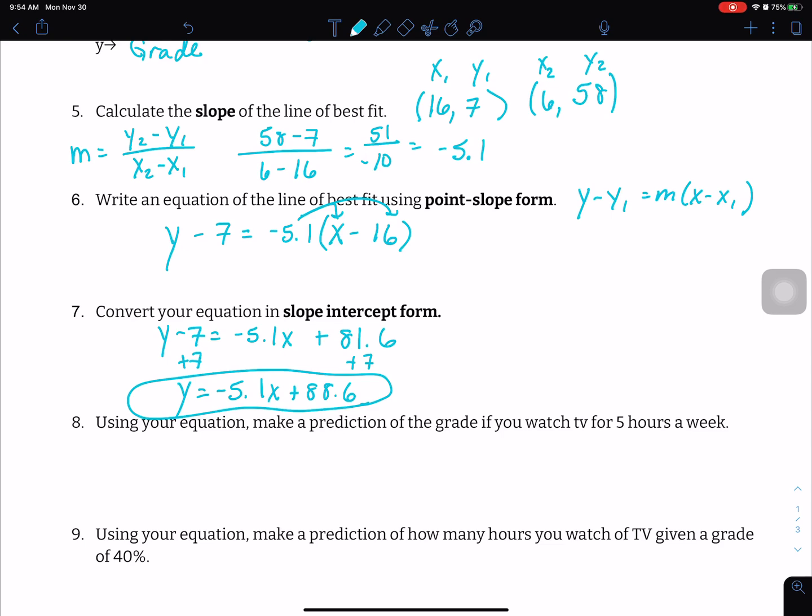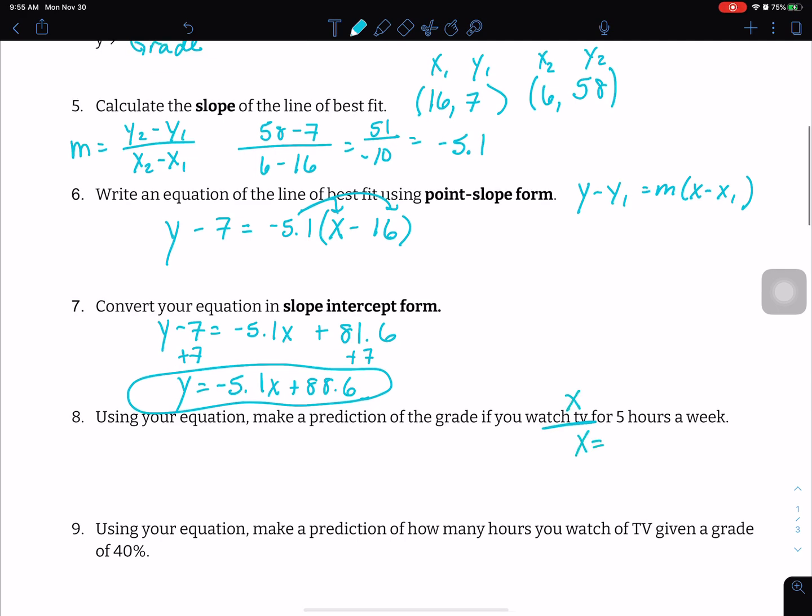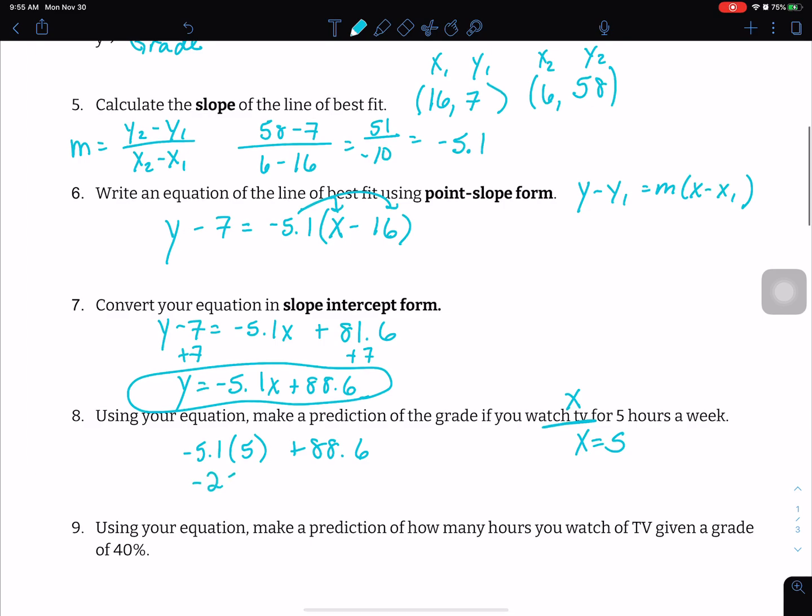So it says, using your equation, make a prediction of the grade if you watch TV for 5 hours a week. So remember, watching TV, that's going to be our x variable. So I know that x equals 5. I'm just going to replace my x in this equation with a 5. So negative 5.1 times 5 plus 88.6. And then I just type that into a calculator. So negative 25.5 plus 88.6. And I get 63.1 would be the percent that I would expect.